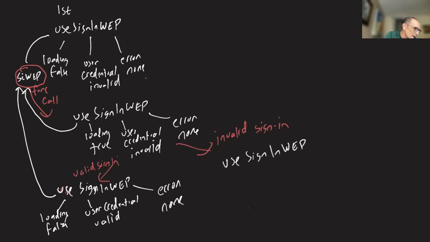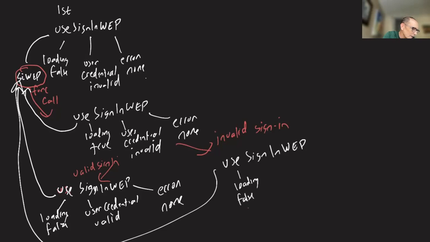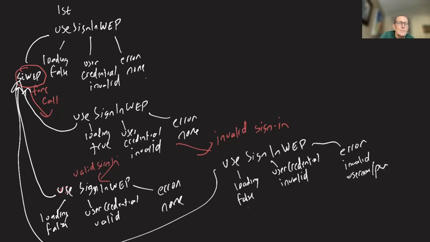And now we're going to get, again, our sign-in function. We're going to get a loading of false. We're going to get a user credential, which is invalid. And we're going to get an error with probably something like invalid username password. And by the way, when I say username, it's really email, right? So invalid email and password.